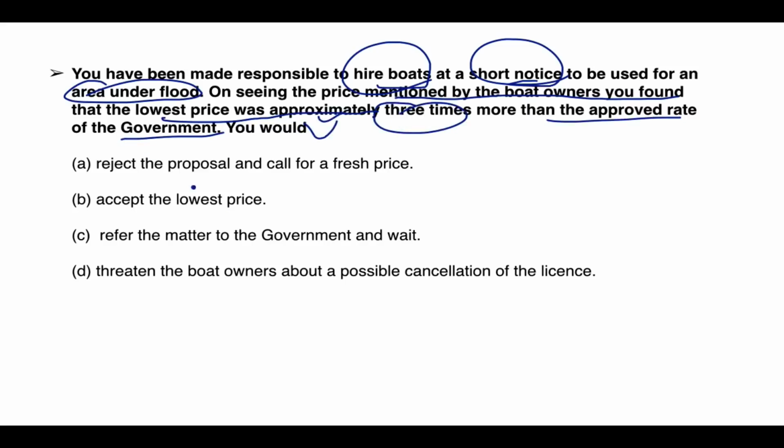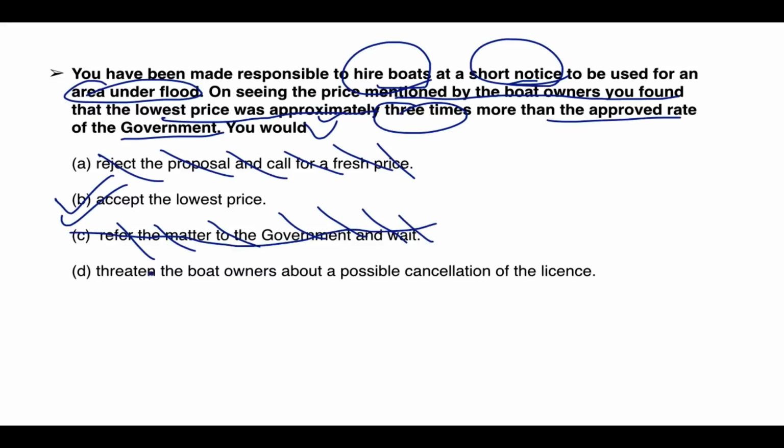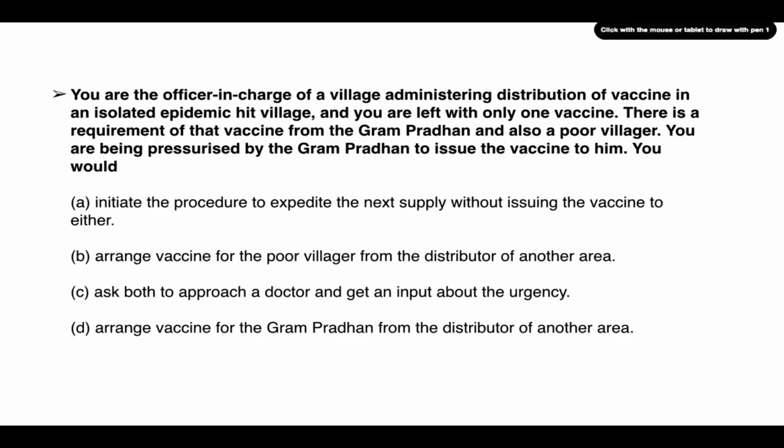You would reject the proposal and call for a fresh price. No, you can't do this because time does not permit. Accept the lowest price. Yes, it can be done. Refer the matter to government and wait. Obviously, no, you can't wait at all. You can threaten them with a possible cancellation of license, so they might reduce the prices. So answer is D.